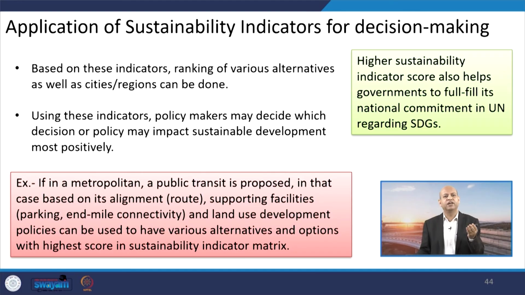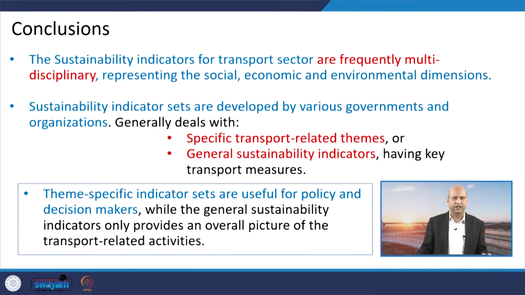One example is, in a metropolitan area, a public transit is proposed. In that case, based on its alignment like routes and the supporting facilities like parking, last mile connectivity and land use development policies, various alternatives and options can be developed with the highest score in the sustainability indicators matrix. So, that can help in that direction.